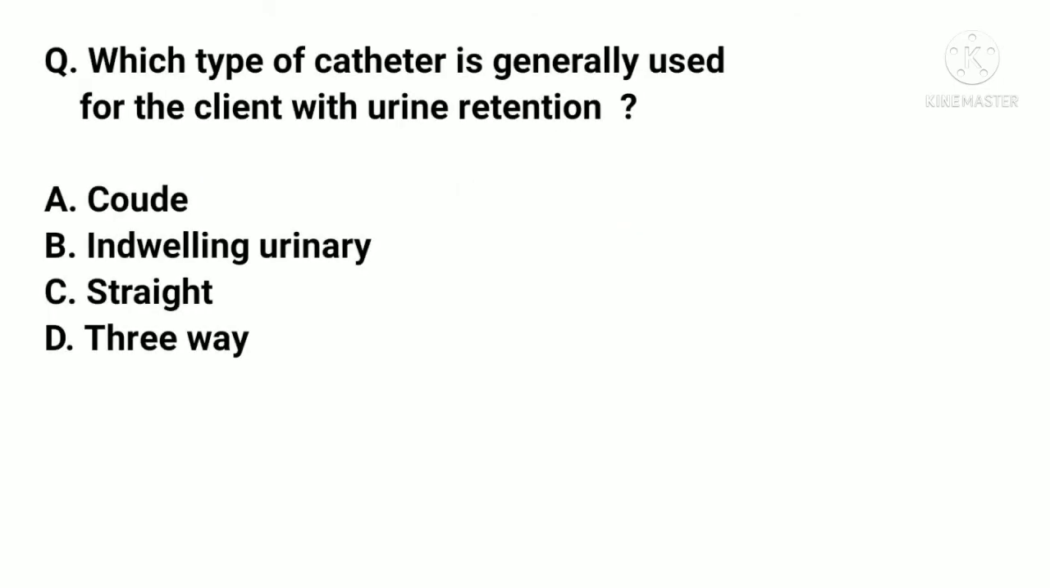Which type of catheter is generally used for client with urine retention? A. Curved. B. Indwelling urinary. C. Straight. D. Three-way. And the correct answer is B. Indwelling urinary.